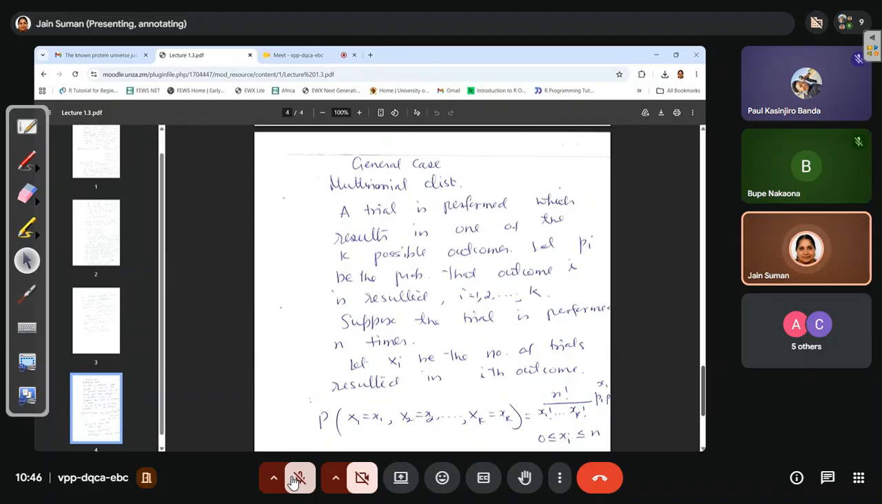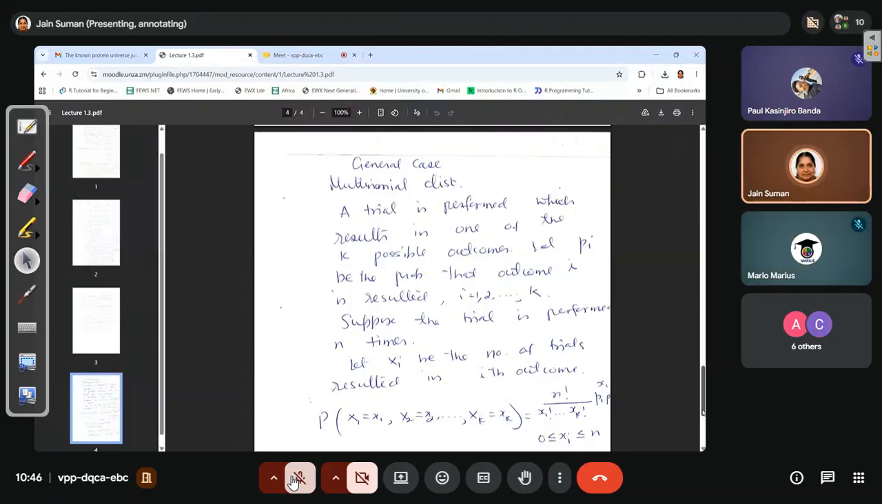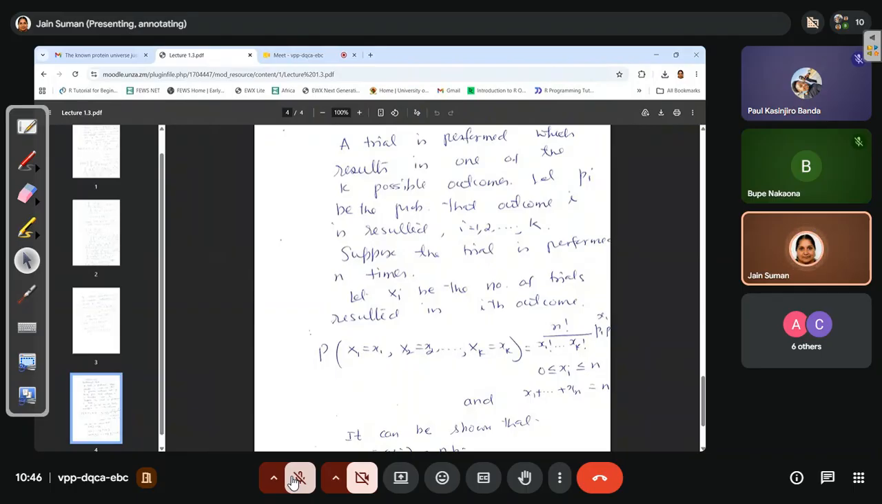Let pi be the probability that outcome i results, that is, in an experiment outcome i is resulted. Suppose the trial is performed n times, and xi is the number of trials resulting in the ith outcome. So there you write this probability. We are talking of k outcomes. The first outcome resulted in little x1, the second outcome resulted in little x2, and so on. And this is the probability.